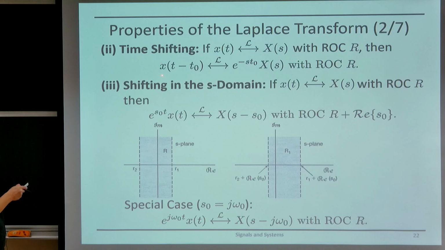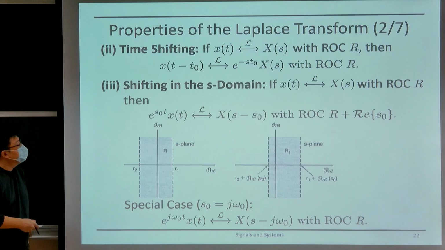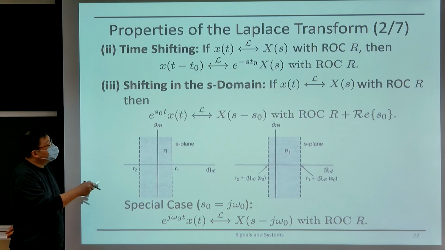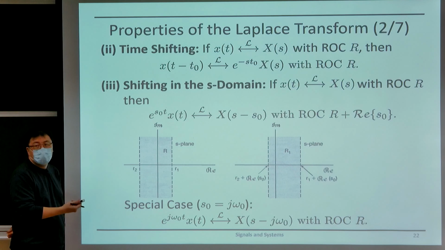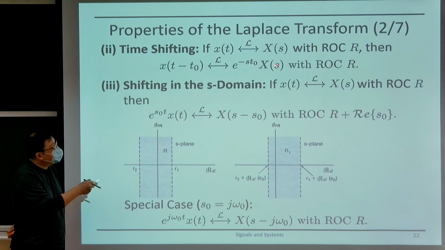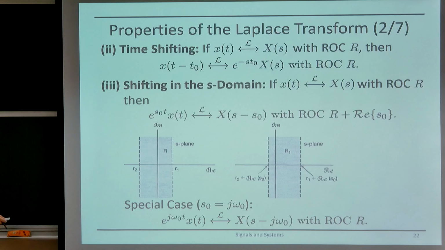Then if you have a time shift of the time domain signal, you can show that the Laplace transform would be e to the minus s t naught times this X of s here. Now for this transform to hold, basically this X of s must exist. And for X of s to exist, s must belong to the region of convergence R. So the region of convergence for this case is still R. The ROC does not change due to time shifting.